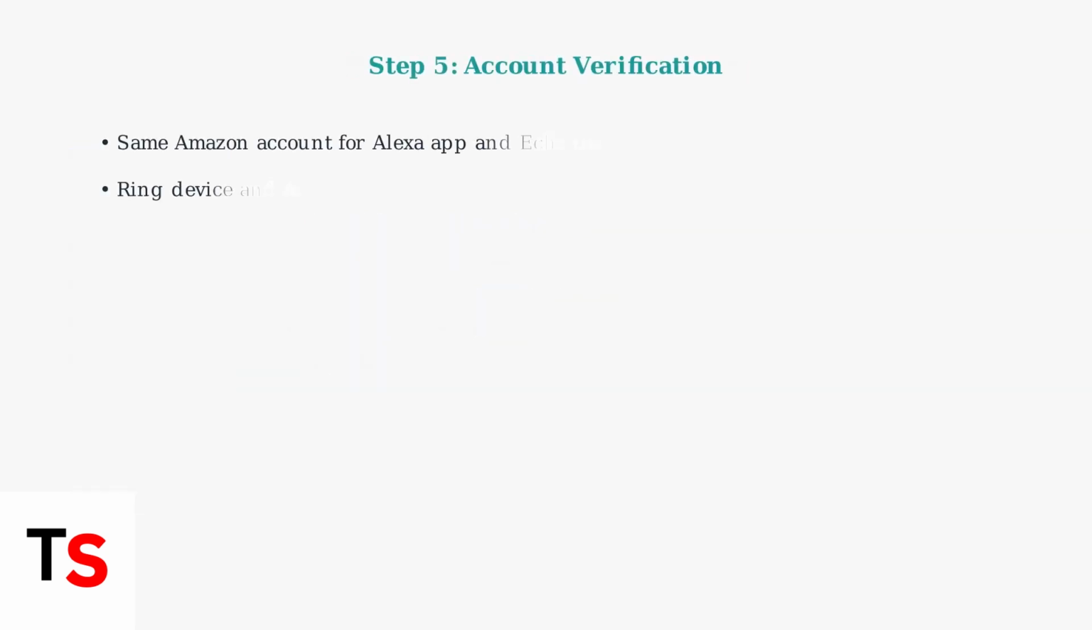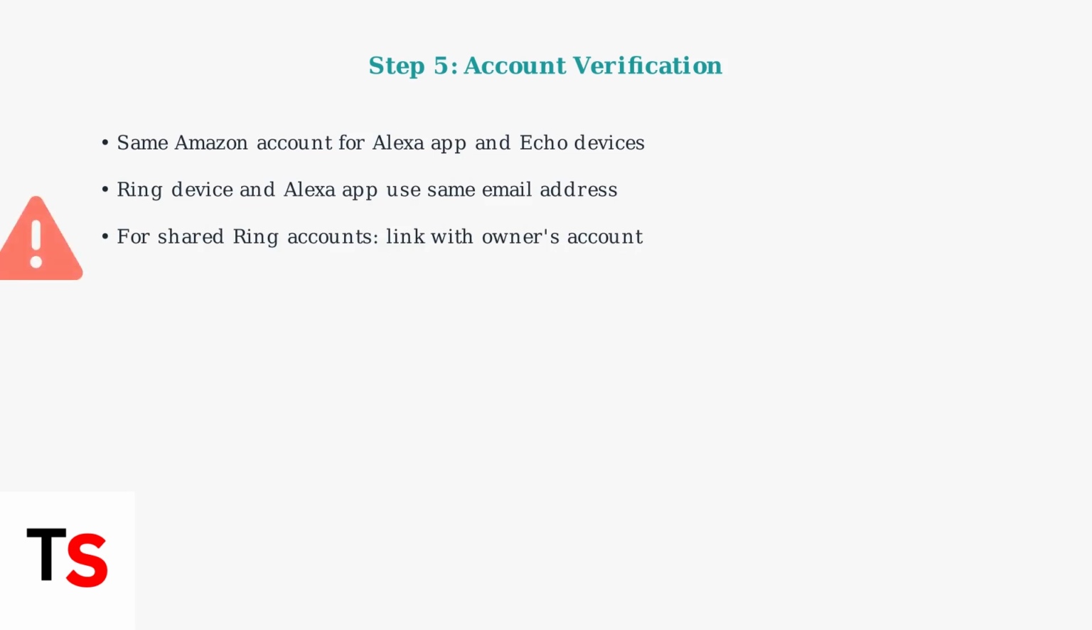Verify that you're logged into the Alexa app with the same Amazon account that's linked to your Echo devices. Ensure the Ring device and Alexa app are using the same email address. For shared Ring accounts, the Ring Alexa skill must be linked with the Ring owner's account.